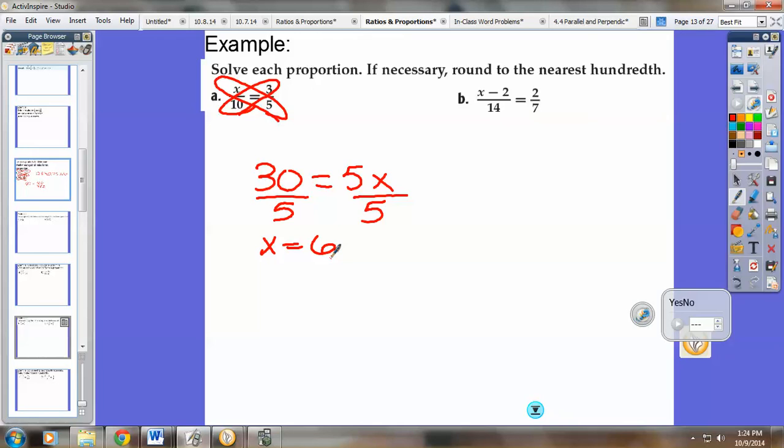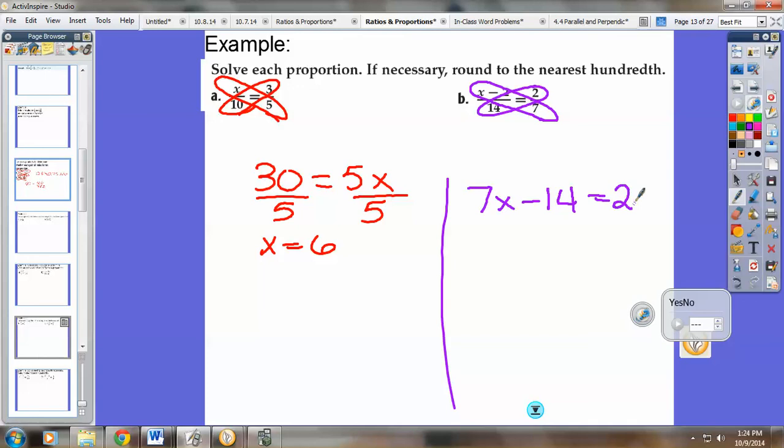Look at example B. A little more challenging. Let's see if we can't work it out. We have some algebra skills that we could use. Let's cross multiply here. 7 times x is 7x, 7 times negative 2 is negative 14. We're going to multiply 7 times each of those numerators, equals 14 times 2, 28. Now what you solve? Add 14.